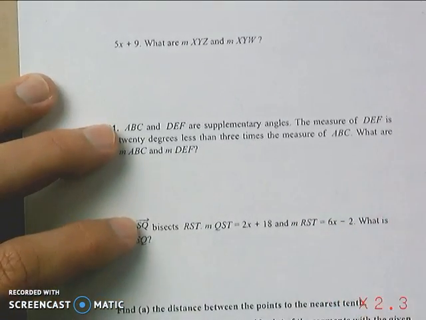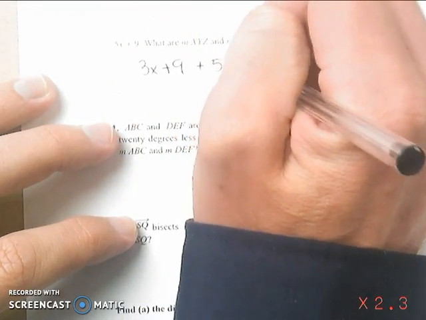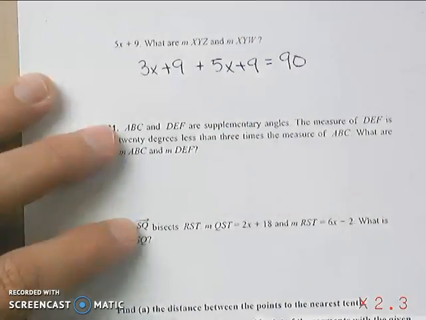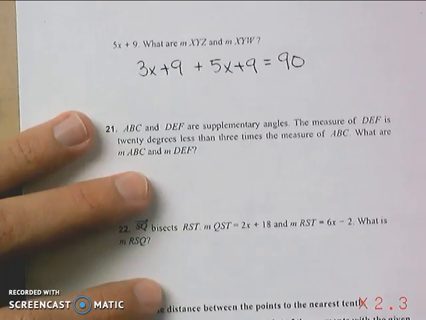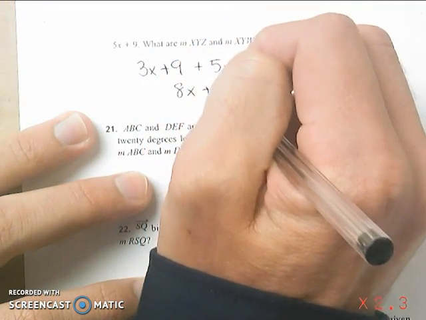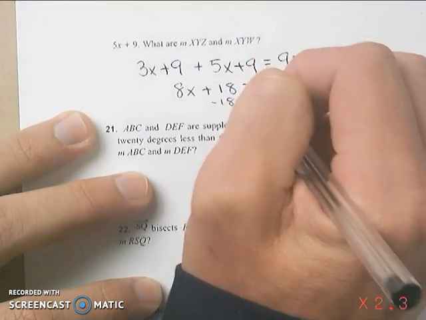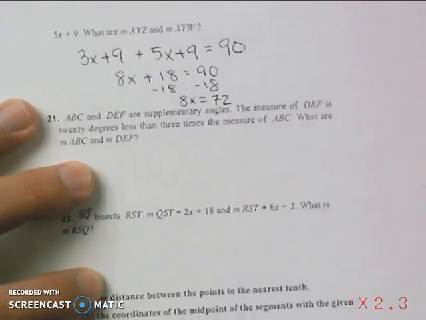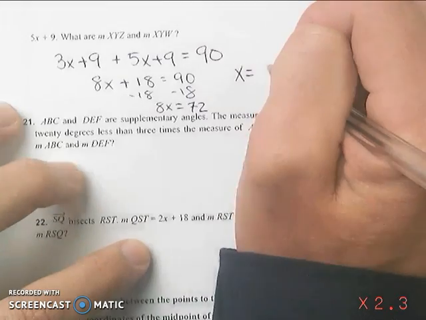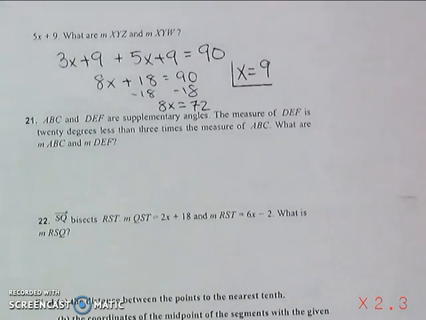So essentially what I want to do is add those two together: 3x plus 9 plus 5x plus 9, and set this equal to 90 degrees. The reason we're doing this is because they said these two angles are complementary. So we're going to go ahead and combine like terms. Go ahead and we'll subtract that 18. And we actually end up with x equals 9. Now, this isn't our answer. 9 is not what we want. We want to find what the measure of the two angles are.